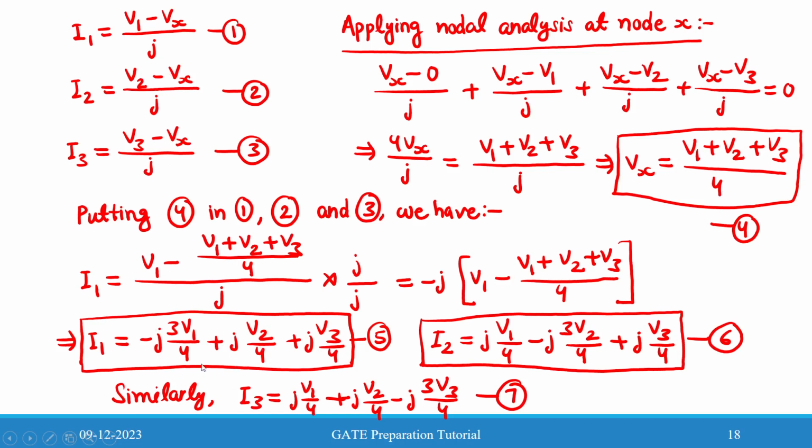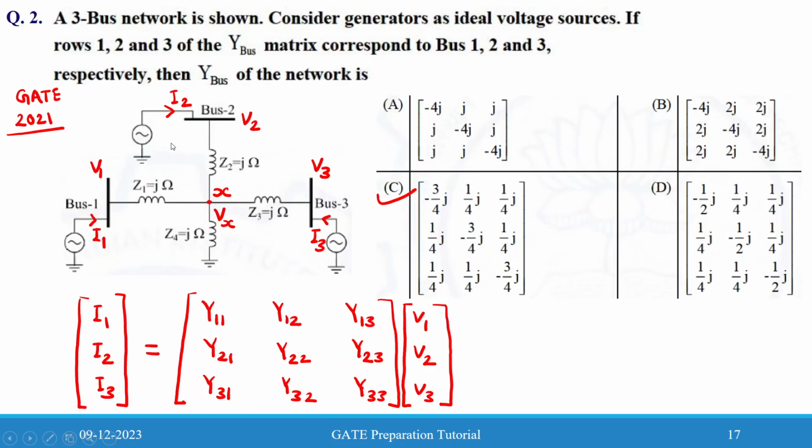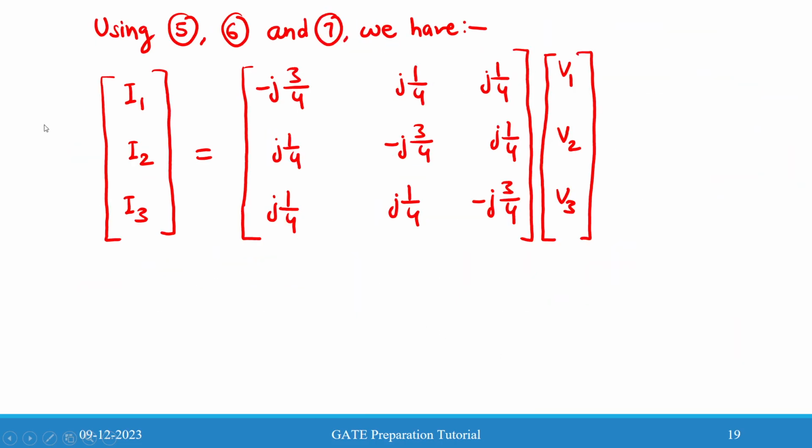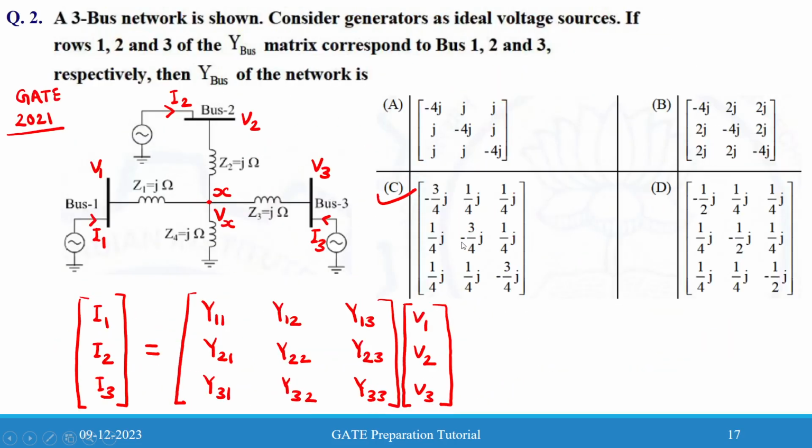Since this whole system is symmetric in nature, whatever equation we are getting for I1, a similar type of equation we will get for I2, so I2 and I3 also. Yes, correct, Anil. So this way you will get I2 and I3 values. So you will get I1, I2, I3, and finally we get the answer as C.